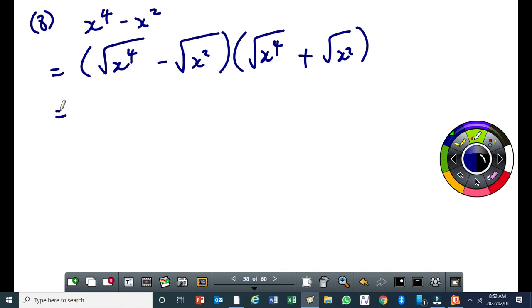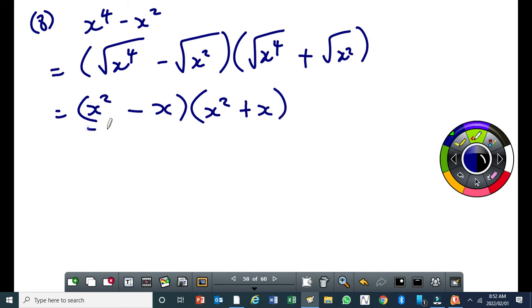Remember, if you've got an algebraic term like this with an exponent, if you want to find its square root, you just divide this exponent by what? By 2. Remember that. So this will be x squared minus. If you divide this exponent here, 2, by 2, you get what? 1. So you end up having minus x. Then you repeat that, x squared plus x. That's all.